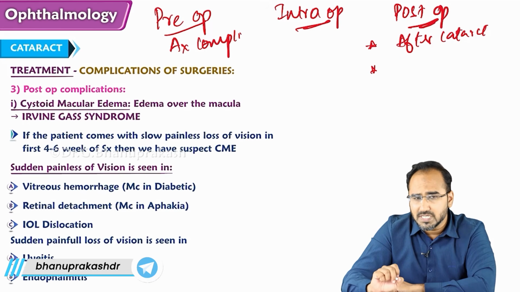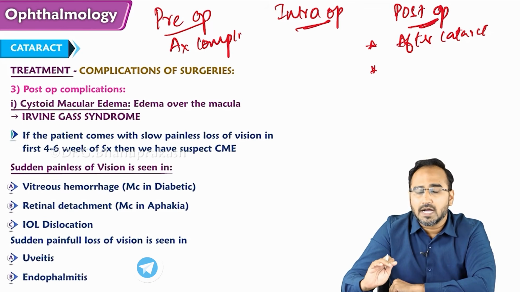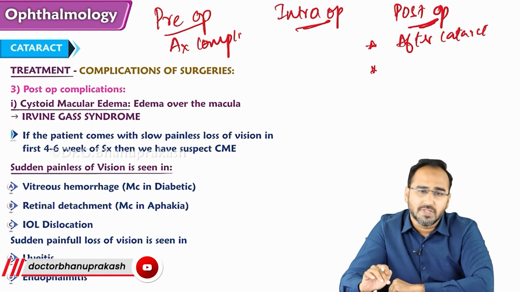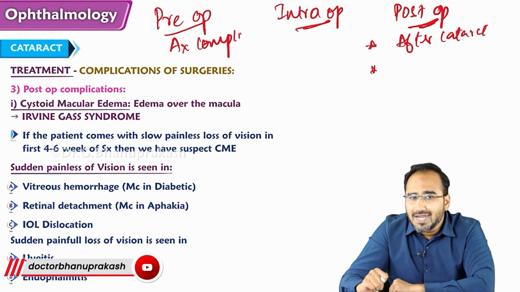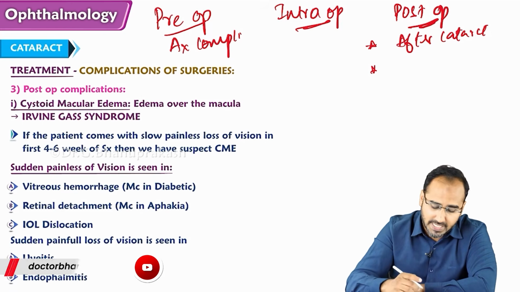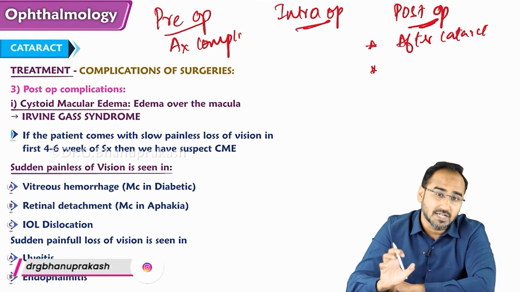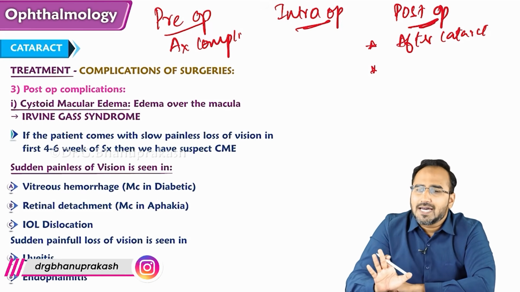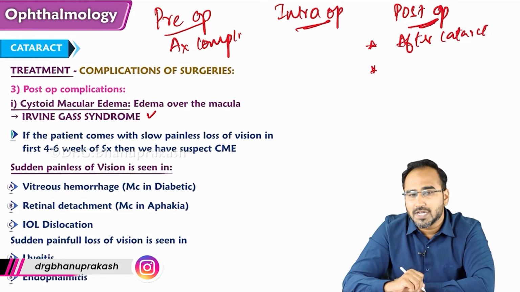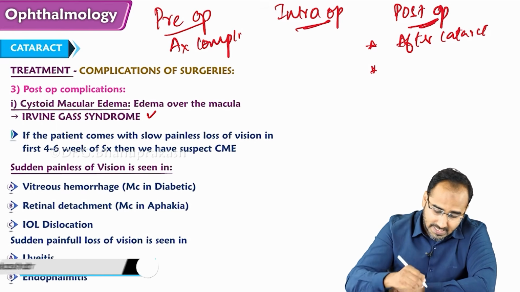Sometimes after surgery, the patient might develop edema of the macula in a cystic-like fashion, which is called cystoid macular edema. The next common complication that can occur after cataract surgery is what, guys? Cystoid macular edema. The macula becomes edematous after surgery. Any macular edema occurring after cataract surgery is called Irvine gas syndrome. It's called what, guys? Irvine gas syndrome, right?